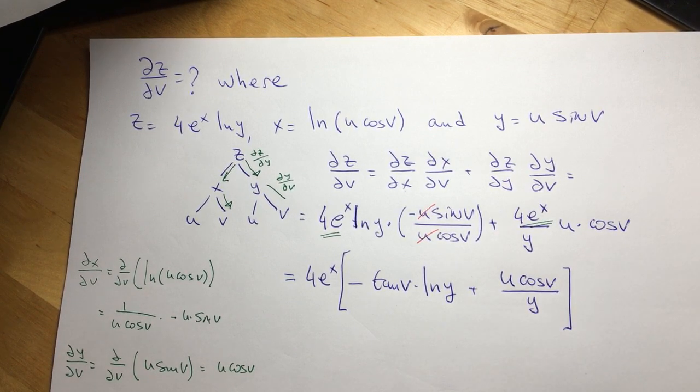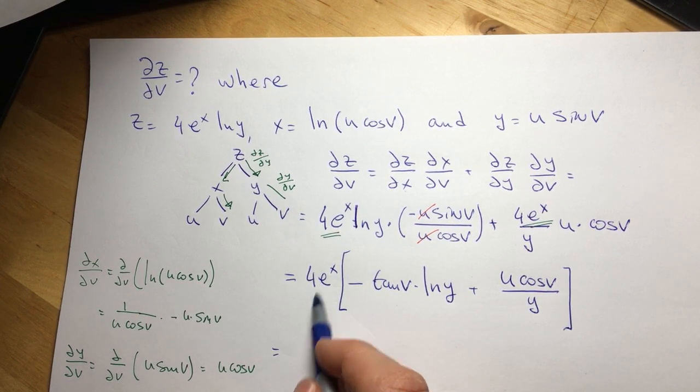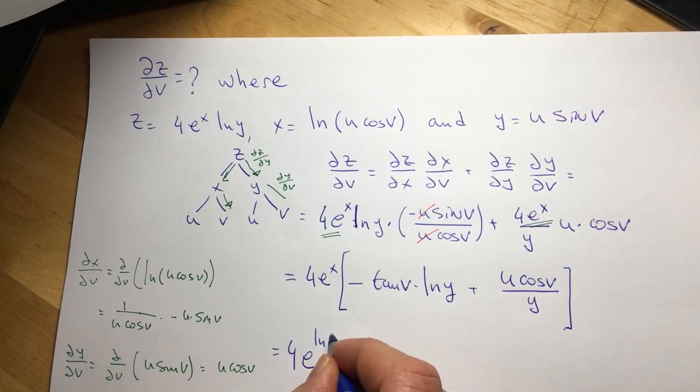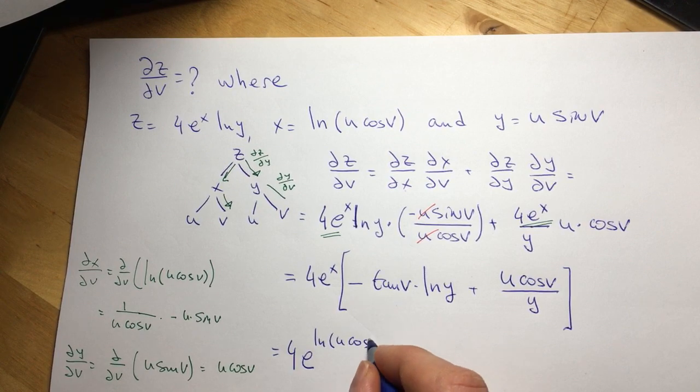And here you have to make a decision whether you continue simplifying this or not. In what sense? Whether you plug the value of x in terms of u and v. So we can do that. It's going to simplify nicely for e to the power, how much is x? ln of u times cosine of v. Okay, e to the power ln of a is just a, so this reduces to 4 times u cosine of v.